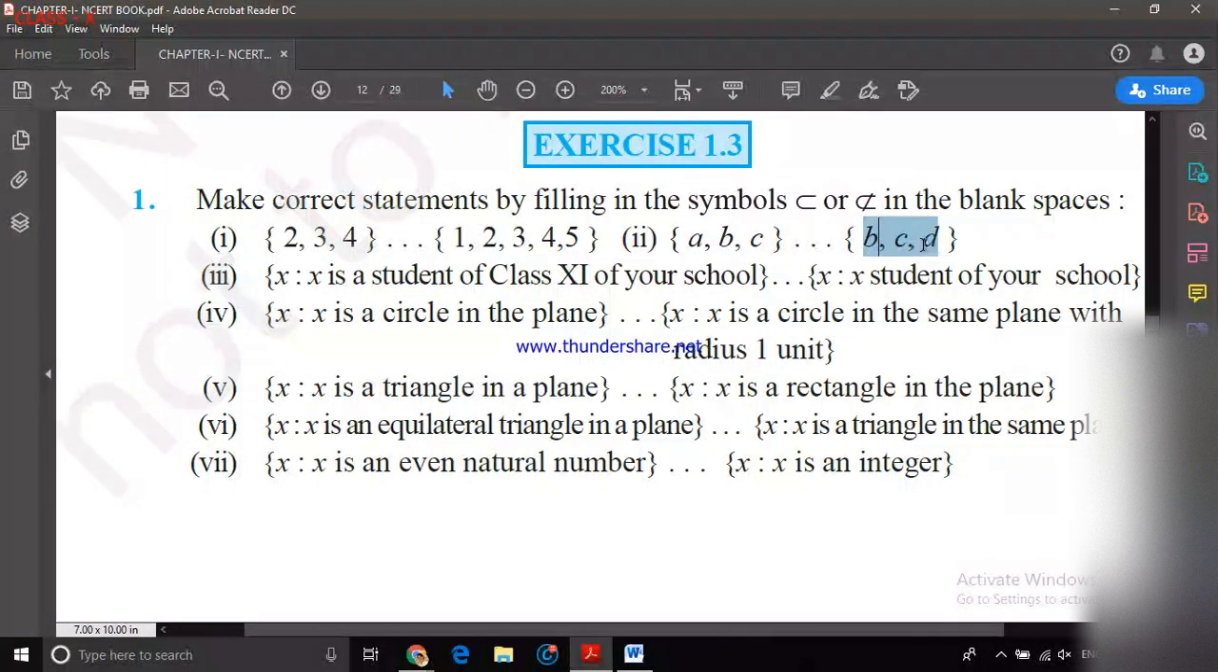But if you observe the second set, there is no A. D is there. So it doesn't matter whether D is there or not, but A should be there. So hence the second one is not a subset.